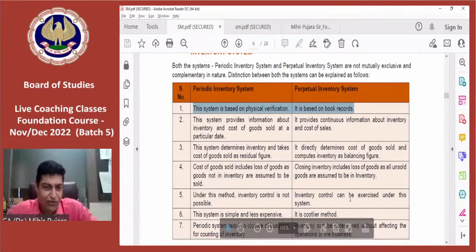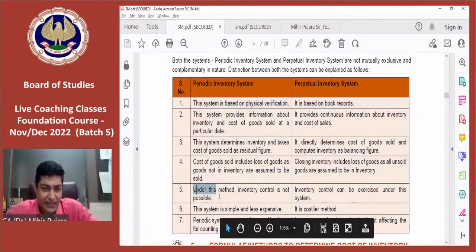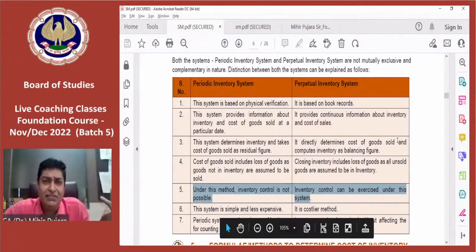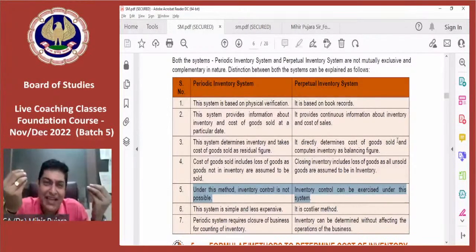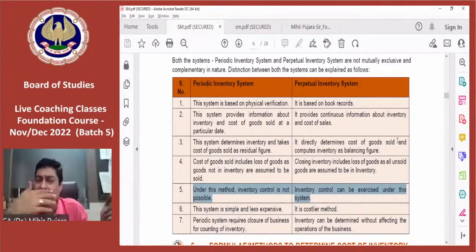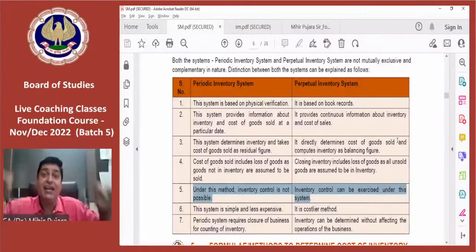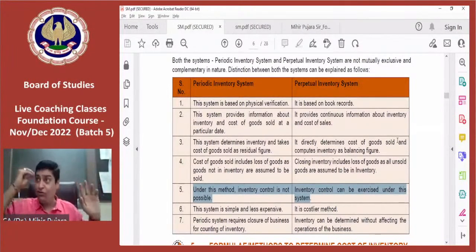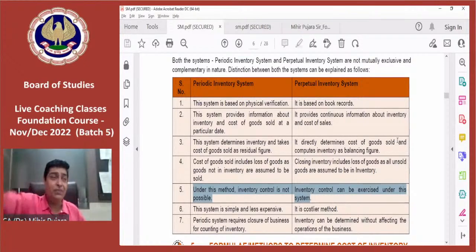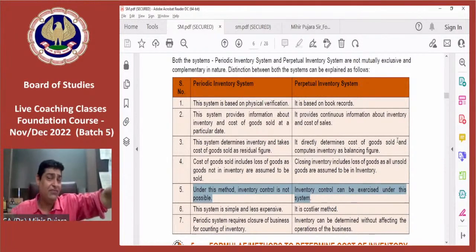Okay. The fifth point is very important. Under this method, is inventory control possible or not possible? See guys, in periodic inventory, you are not maintaining any record. If you are not maintaining any record, how can you do control on shortage or theft or something like this? But in perpetual, you are maintaining records. So you know where there is any fraud, any theft, any malfunction, because you have records. So in the first case, control is not possible. In the second case, it is possible.